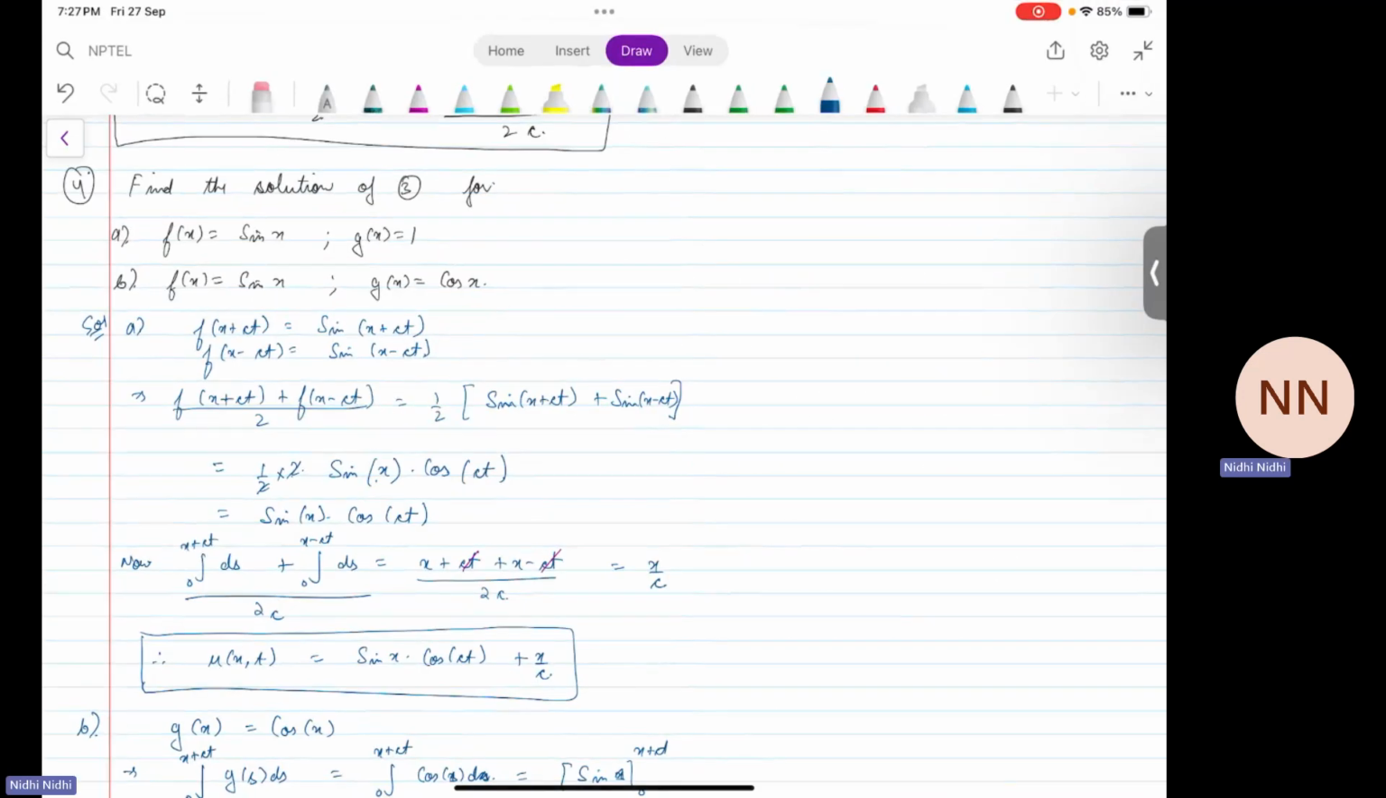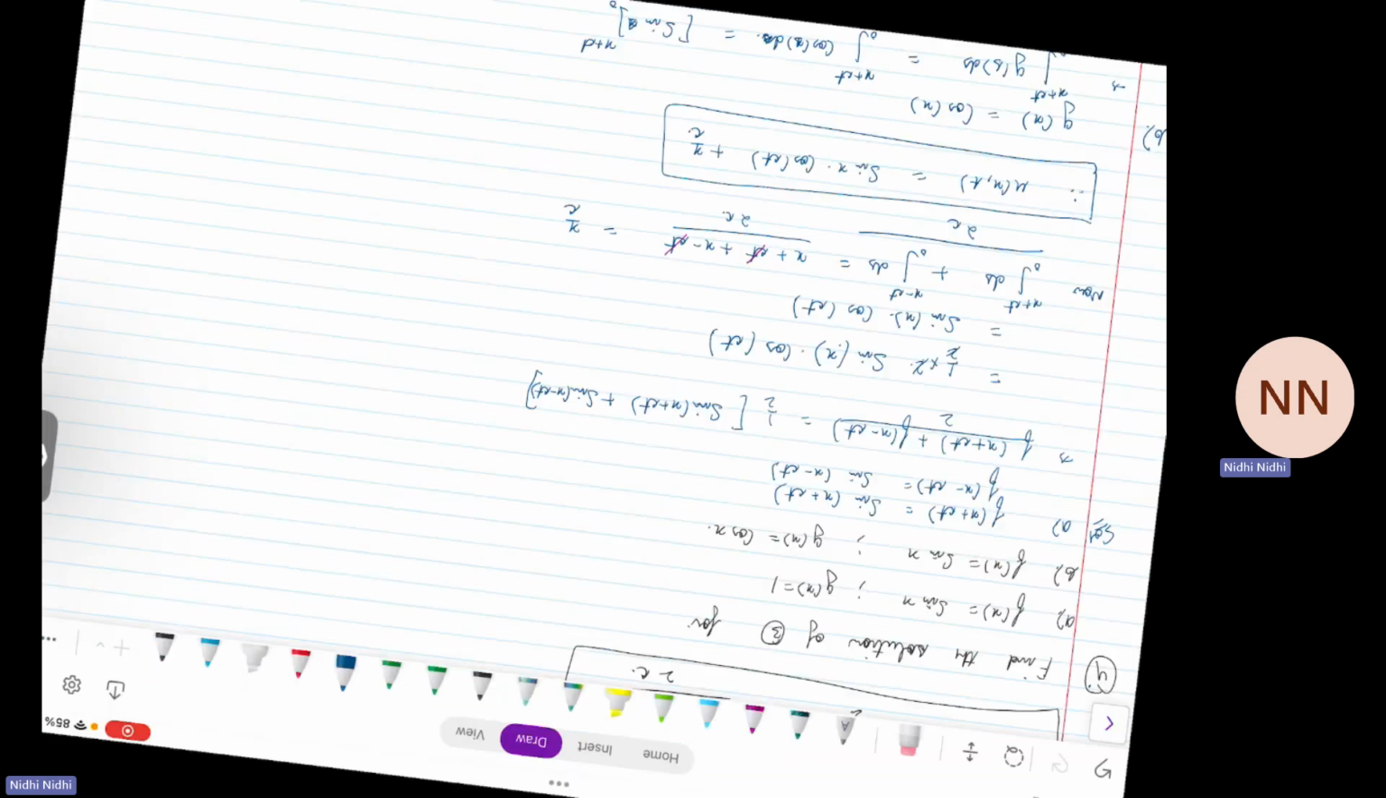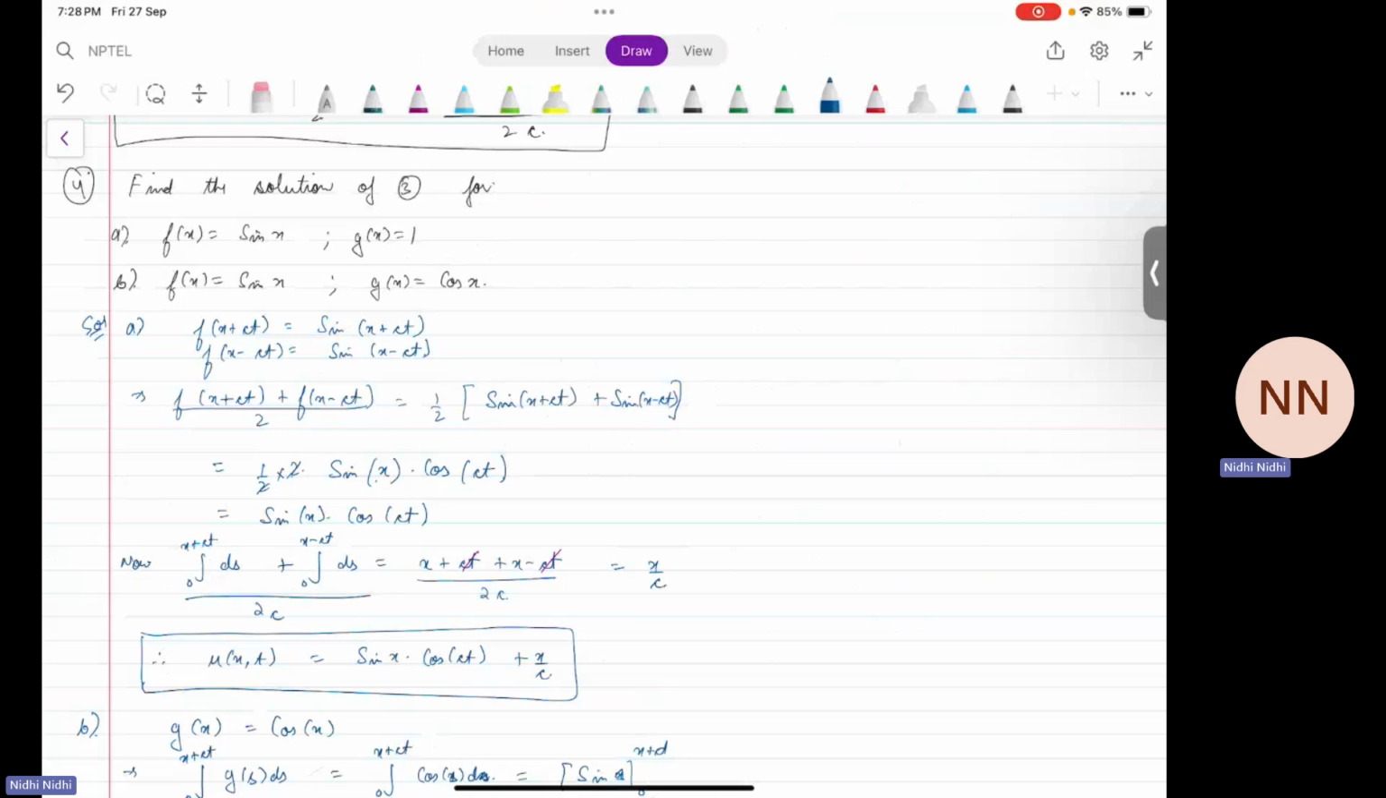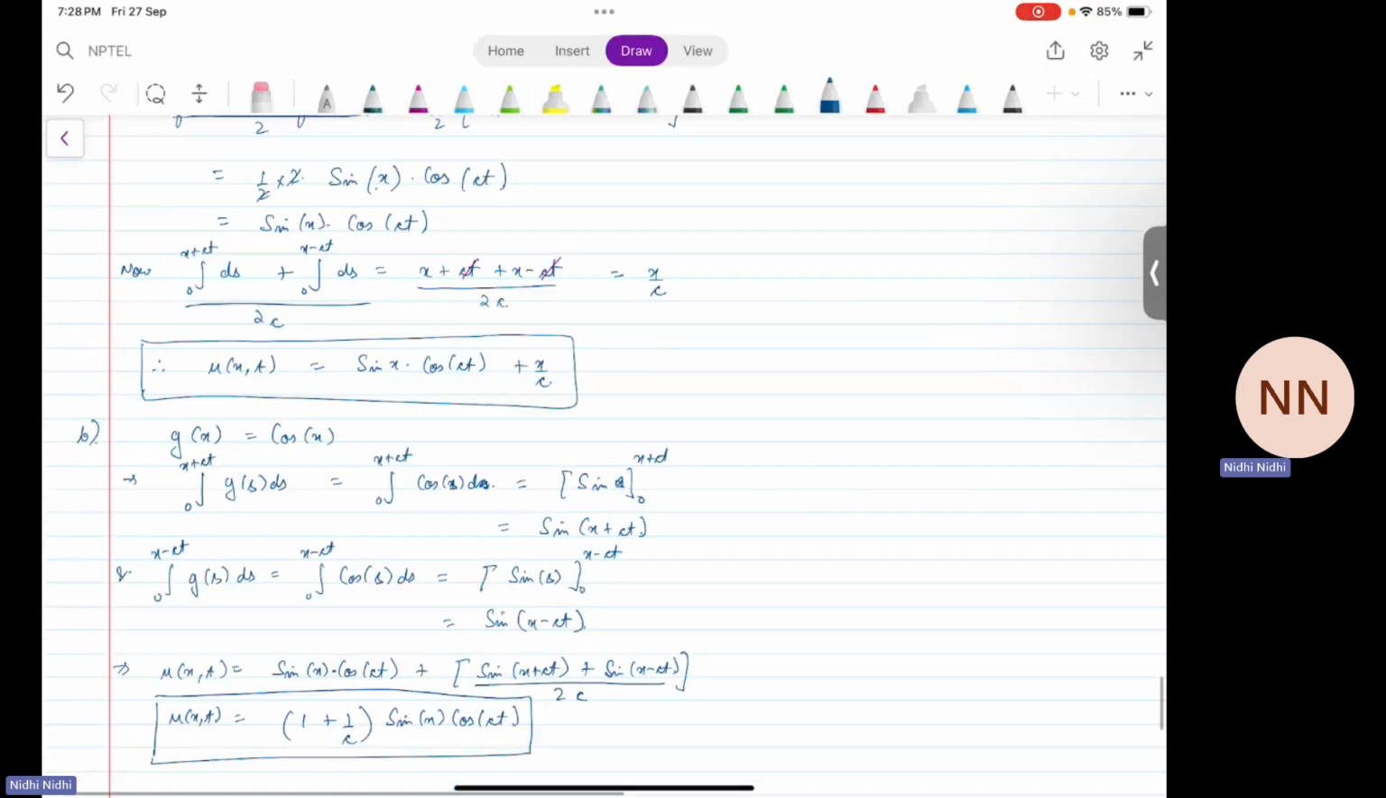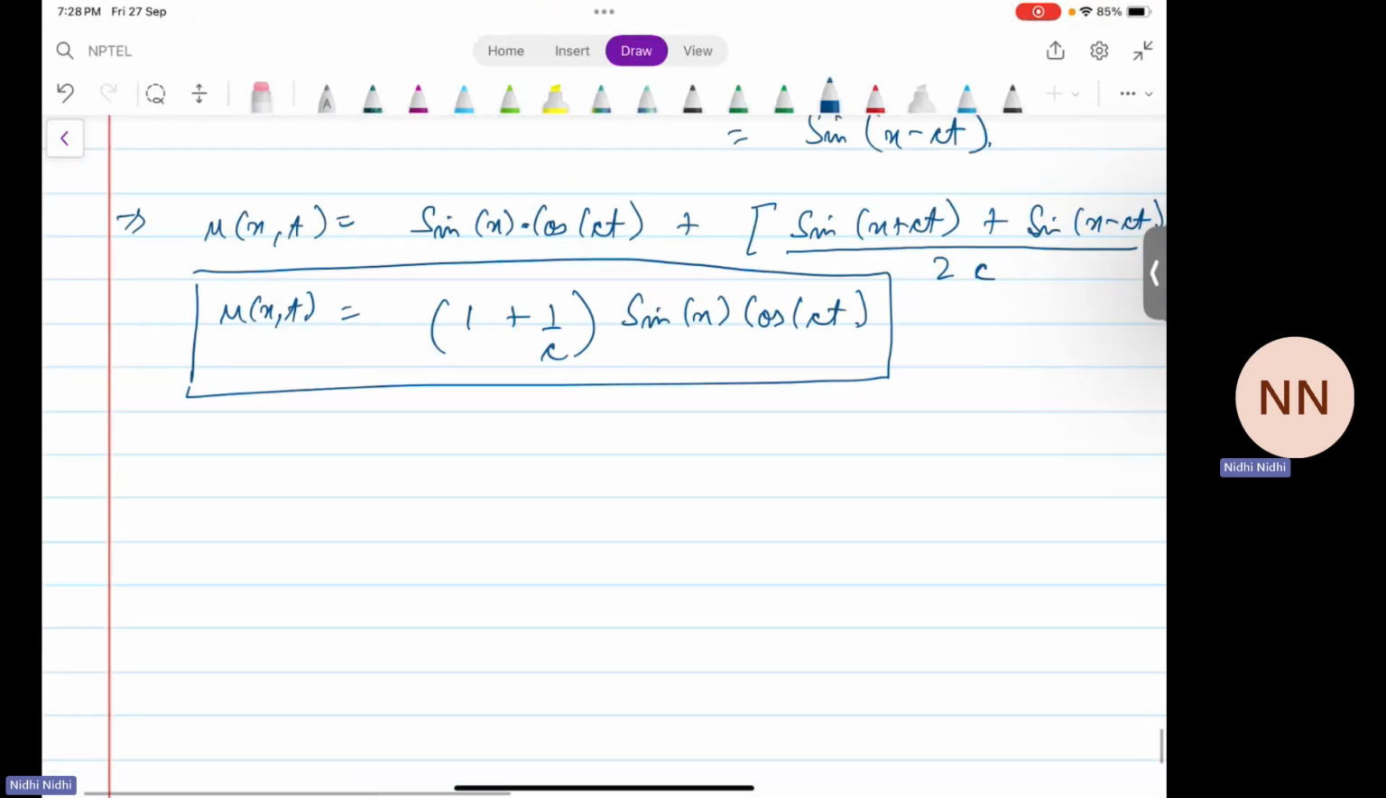Let's do one more problem related to finite length string. This time we will be having a little bit difficult kind of initial conditions. Let's see how.